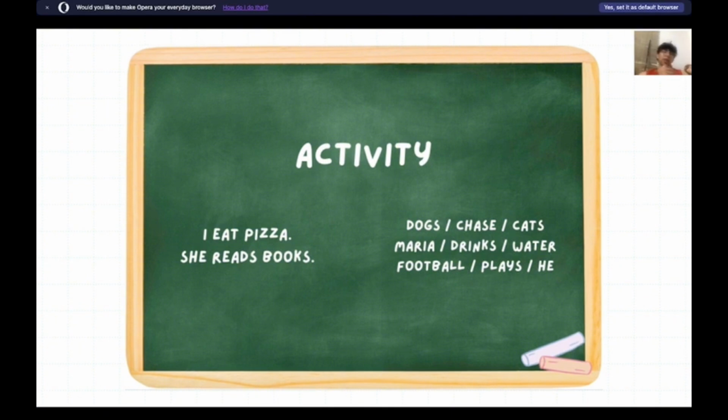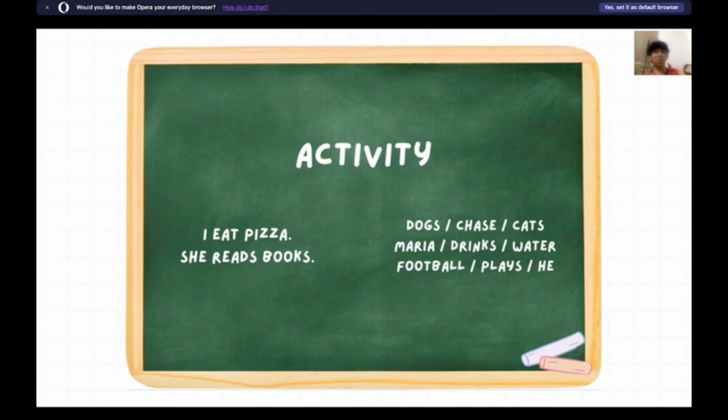Okay, quick activity. I eat pizza. I have to identify what is the subject, what is the verb, and what is the object. It's so easy. As I said before, it's always SVO. So I, subject, eat, verb, pizza, object. And the same with she reads books. And in the other part, dogs chase cats.